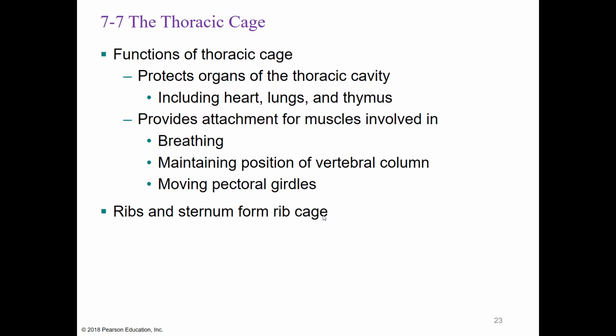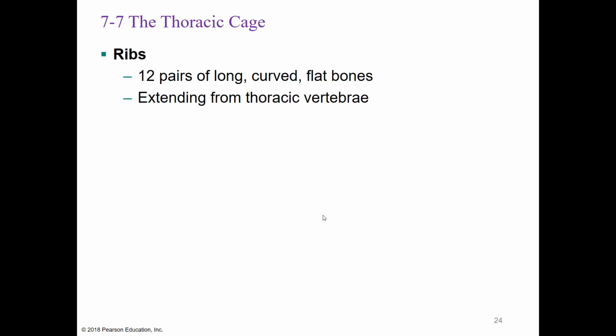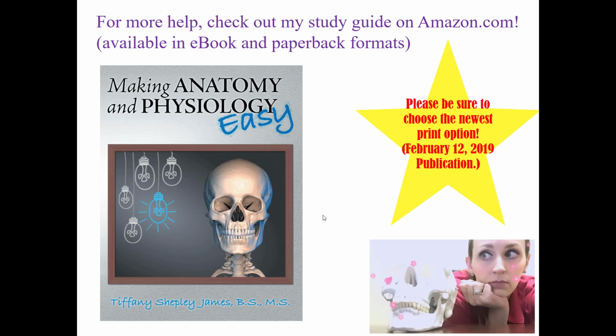So the ribs and the sternum together form the rib cage. The ribs, there are 12 pairs of long, curved, flat bones, which we call the ribs, extending from the thoracic vertebrae. Okay, so that is going to finish up what belongs to the axial skeleton technically, and that will bring us straight towards chapter 8, where we will classify the rest of the skeleton, which is the appendicular skeleton.